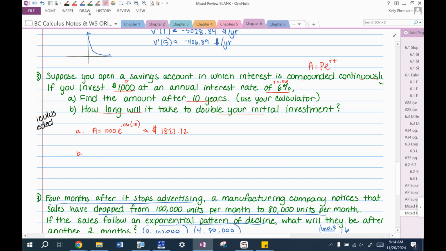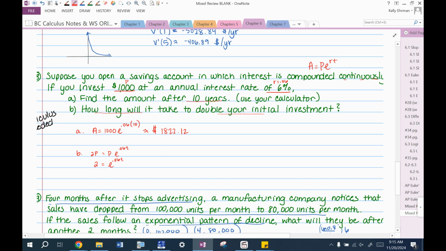Actually, I'm going to erase this. It doesn't matter. Whatever your principal is, you're just saying double the principal. Your first step, no matter what, if you're solving this algebraically, is to divide by P. So you're always going to get, if you're doubling your investment, 2 equals e to the 0.06t. If it said triple your investment, this would be 3, quadruple, 4, etc.